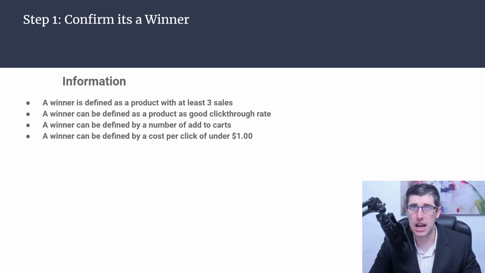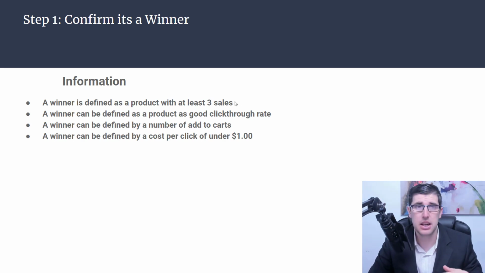Not everyone that adds to cart is going to buy. That can be a confirmed winner. Give it more time. A winner can be defined by a cost per click of under $1. Now, this is probably the least important one, but if you have clicks under $1, it means that you're probably going to be on a 2 to 4% CTR, click-through rate. So that is a definition of a winner. So that is step 1 of confirming if a product is an actual winner before you start scaling it.